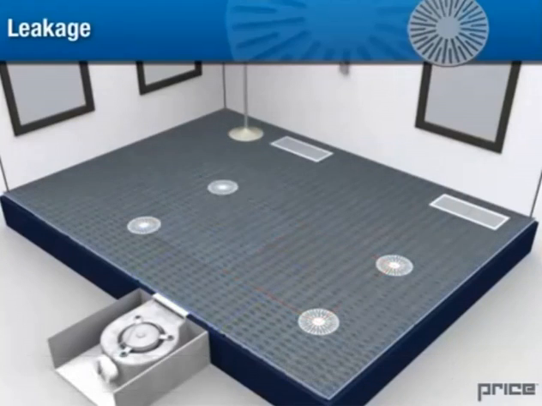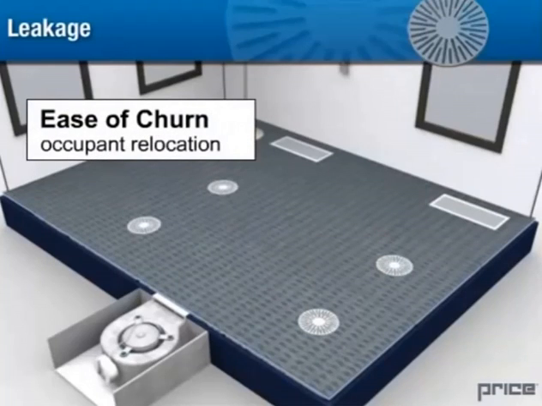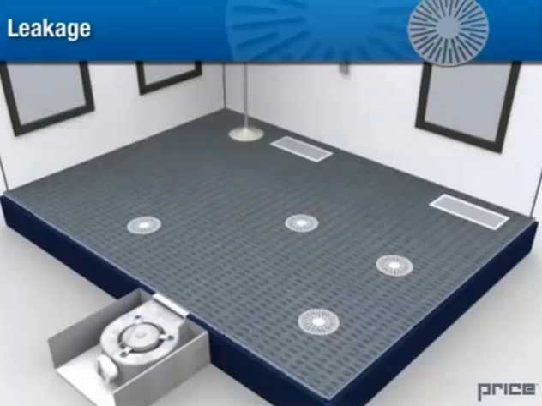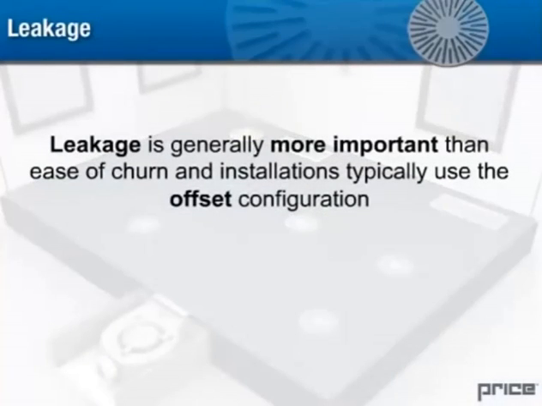It should be noted that the way the carpet tiles are arranged can impact the ease of churn or occupant relocation in the future, with the aligned configuration requiring the removal of only one carpet tile to access a floor tile, making diffuser relocation easier. Leakage is generally more important than ease of churn, and installations typically use the offset configuration.